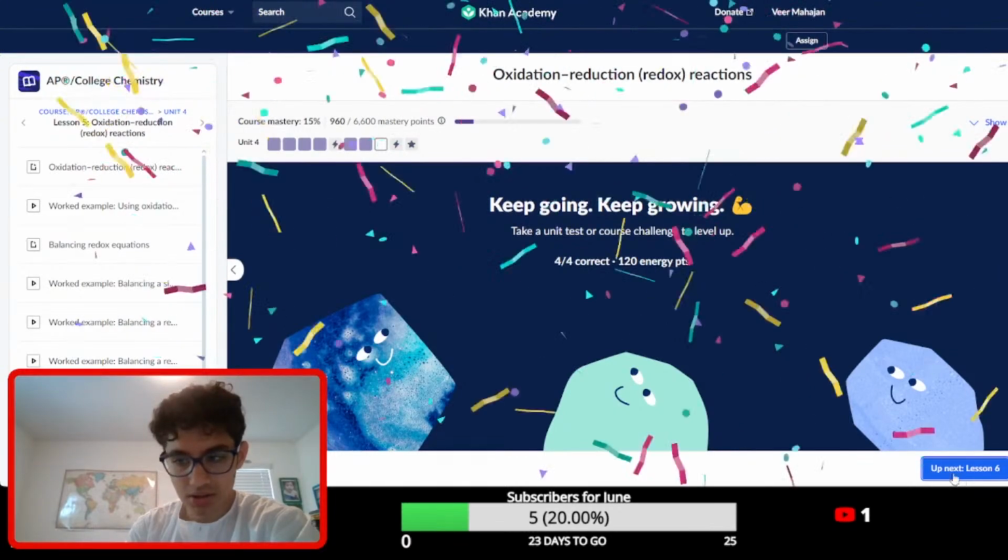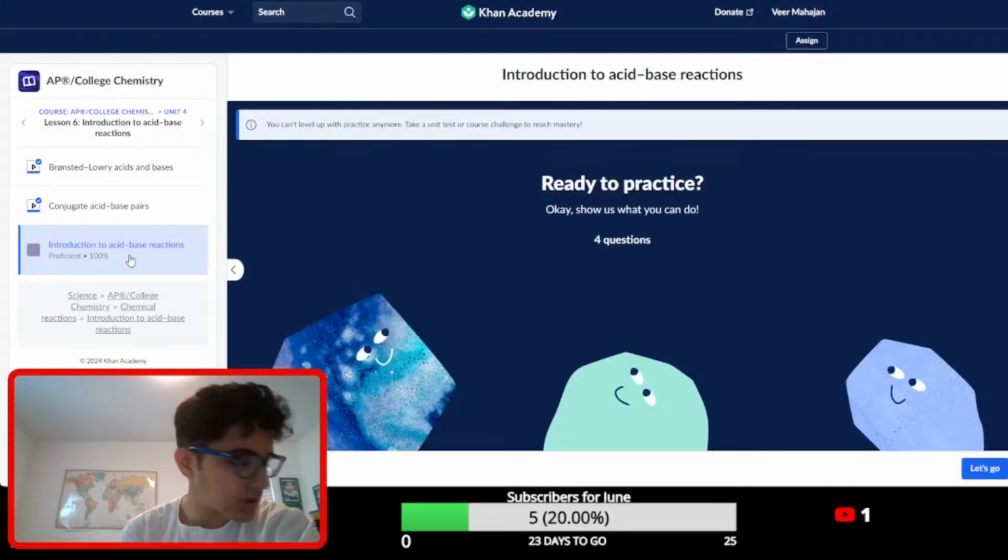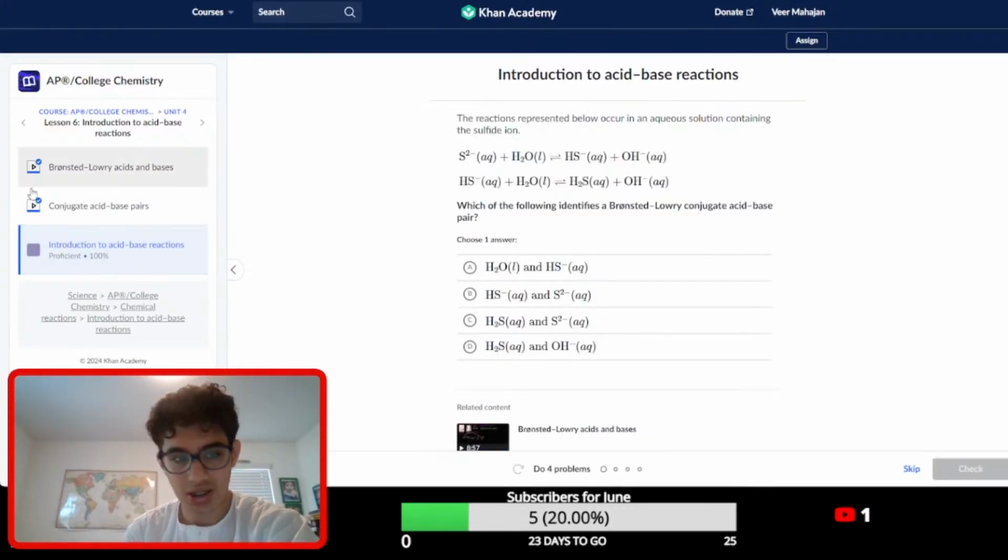Okay, next. Now this is the last one that I've done so far, conjugate pairs. I learned that all last night, so I might not remember it all. Okay, conjugate acid base pair. Oh, the only difference between them is that one has one hydrogen more than the other.